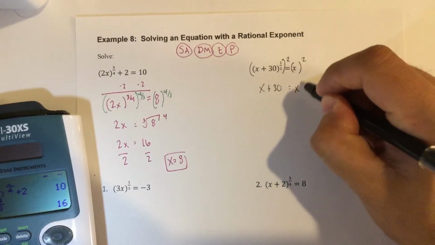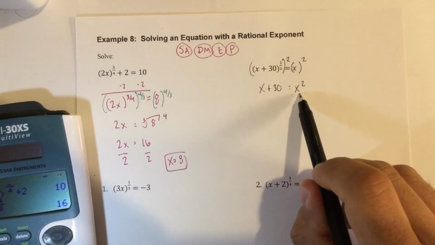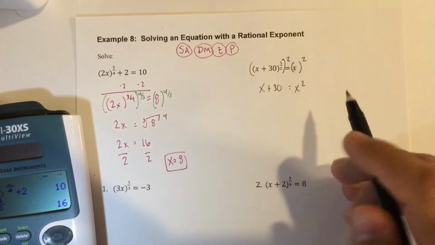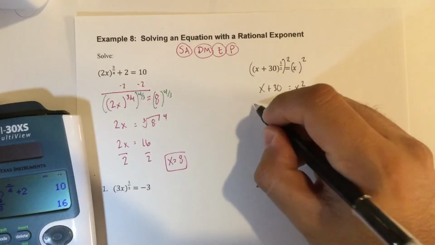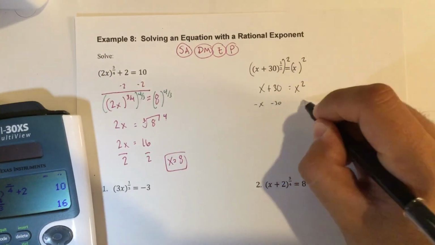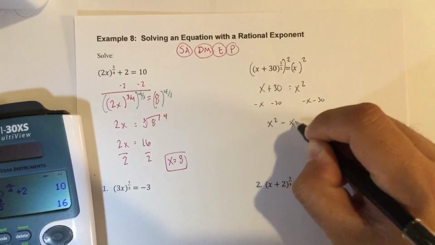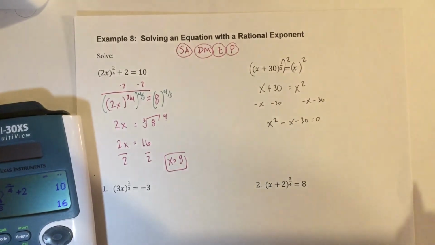Equals x squared. Now you'll notice I have a squared term. There's no way to get rid of that, so I'm going to bring everything to the same side as x squared so I can see if I can factor it. So I'm going to subtract the x and subtract the 30 from both sides. So I get x squared minus x minus 30 is equal to 0.